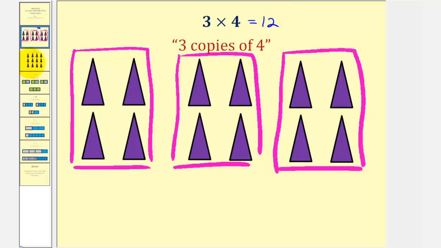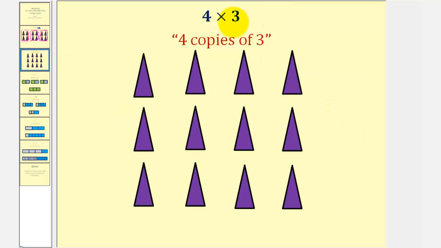Now let's consider 4 times 3. We know 4 times 3 is equal to 3 times 4, and therefore this product is 12. But using the idea of copies, we can view 4 times 3 as having 4 copies of 3, which is a little bit different than having 3 copies of 4.